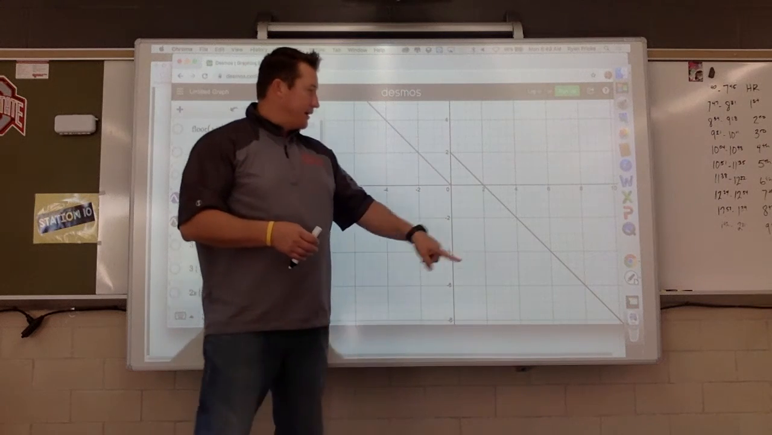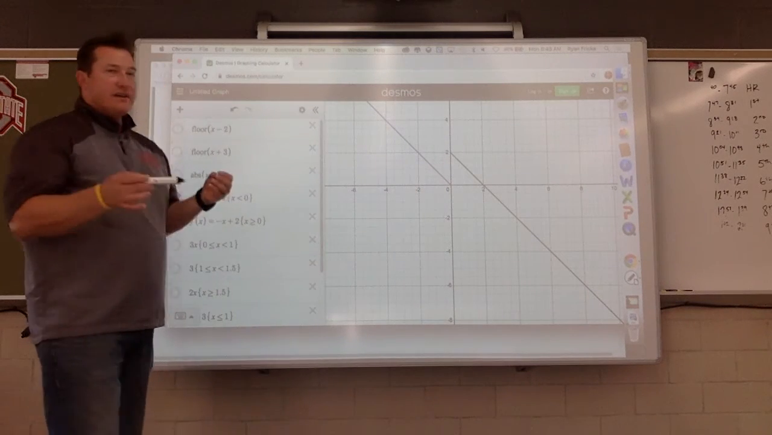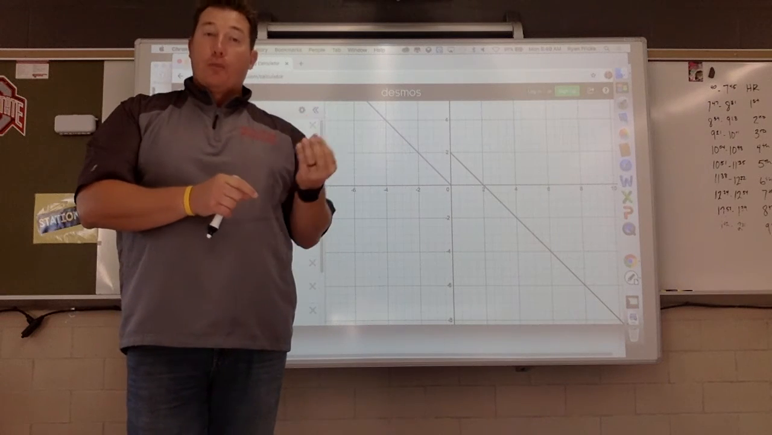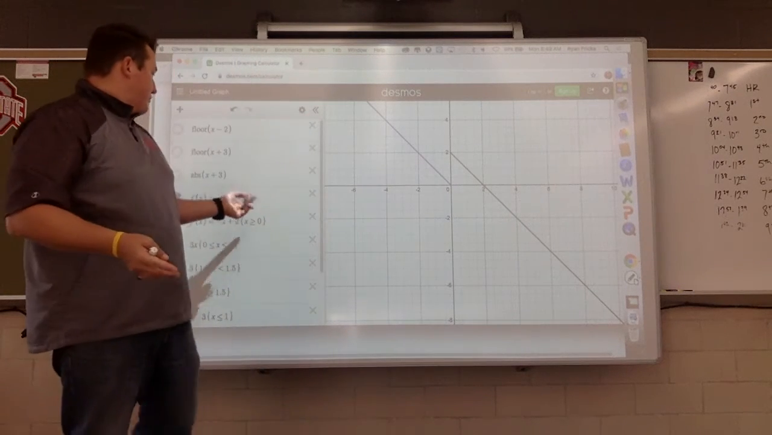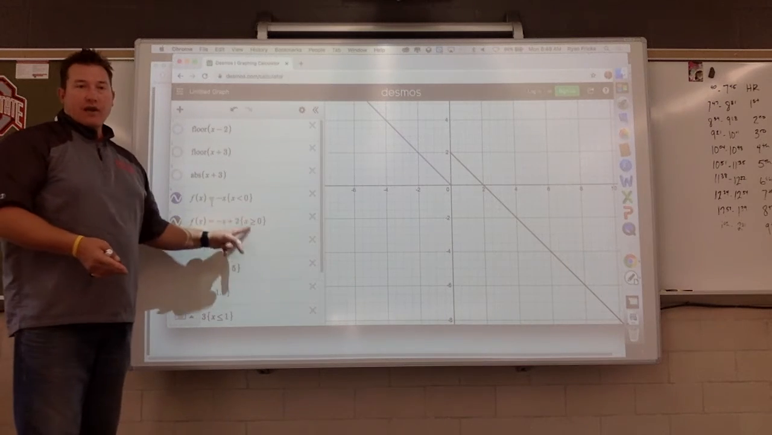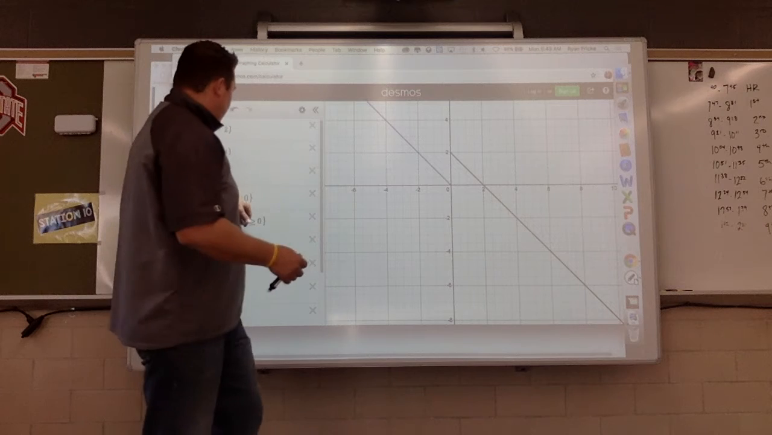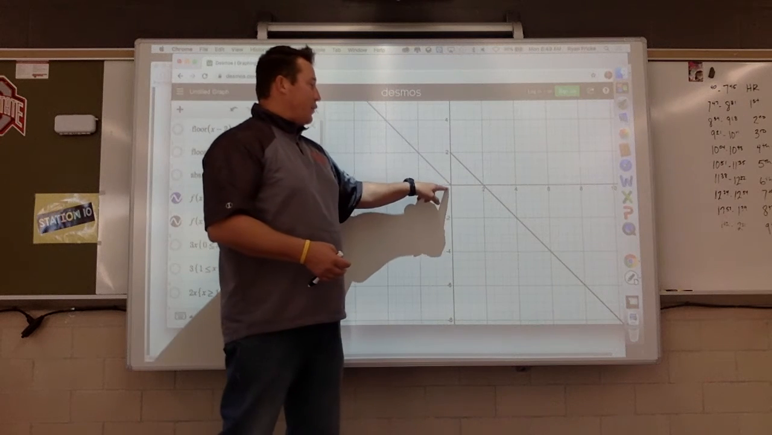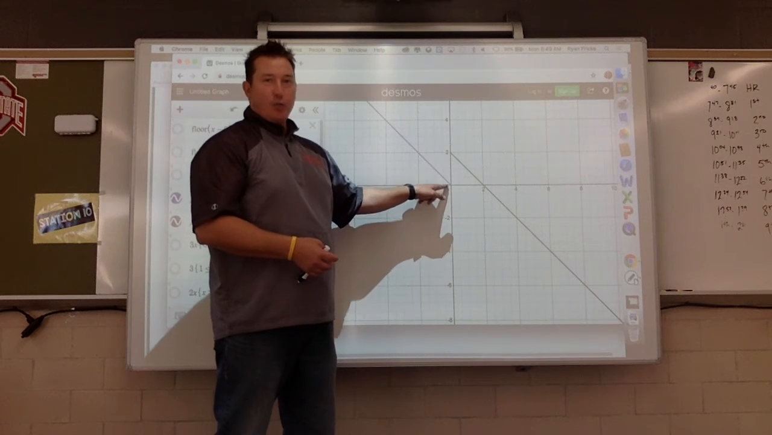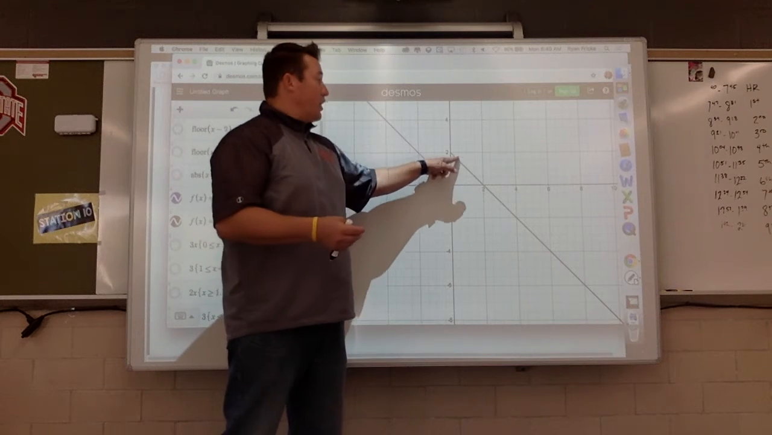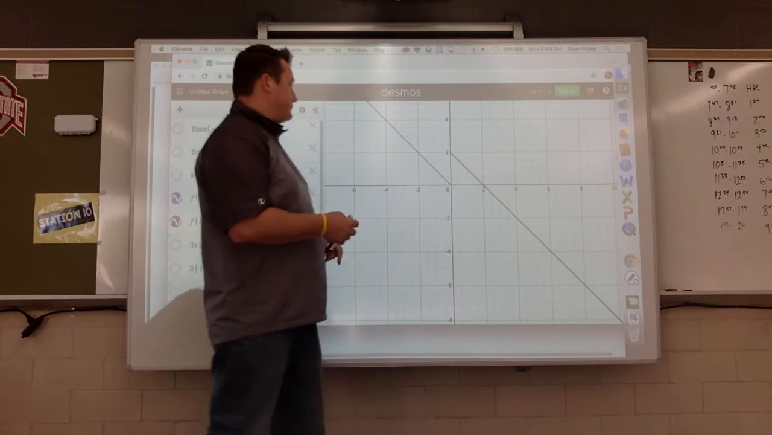Bam, bam. The only thing Desmos won't do, guys, is give us filled in dots or open dots. We have to think about where that is. But we can get that information from each one of these domain restrictions. So if we're just less than 0, we know this is going to have an open dot here. If we're greater than or equal to 0, we know this one's going to be filled in here.